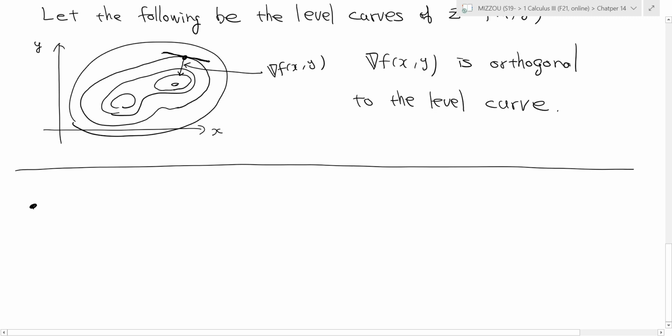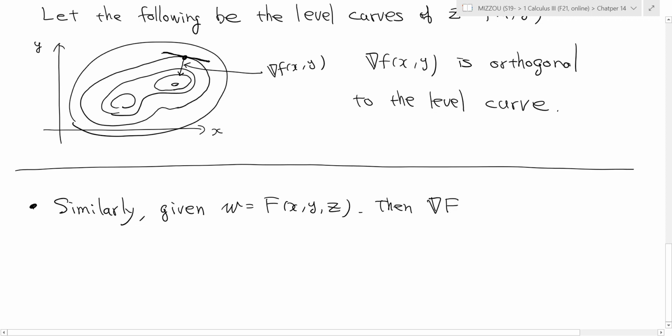Now, let's consider functions with 3 variables. Given w is equal to f of x, y, z, the gradient of big F is computed as f sub x, f sub y, and f sub z. That's fine. And then this one is orthogonal to the level curve. But what is the level curve in this case?